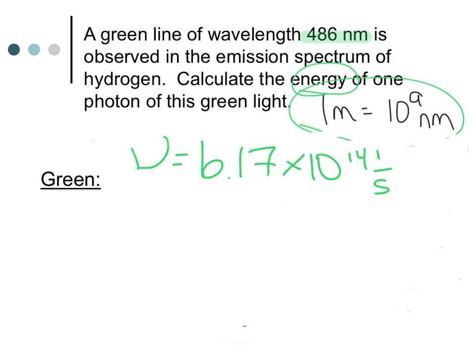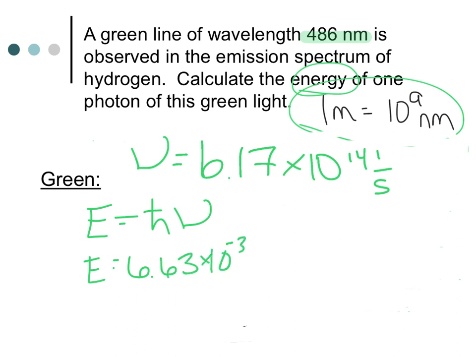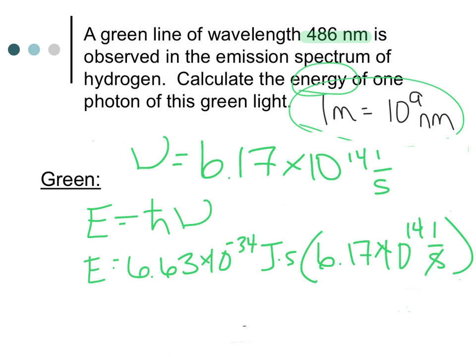Now starting from that frequency, we can use the formula energy is equal to Planck's constant times nu. So E equals 6.63 times 10 to the negative 34th joules times seconds. Make sure you have the constant with you for the test. And then you're going to multiply that by the frequency we just found of 6.17 times 10 to the 14th inverse second. So the seconds cancel, and what we're left with is joules, which is perfect for energy.